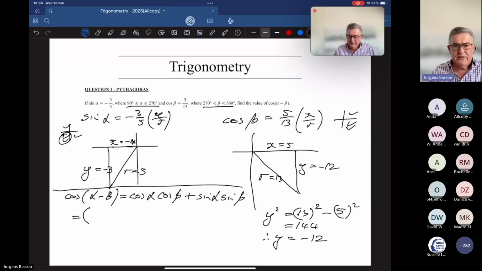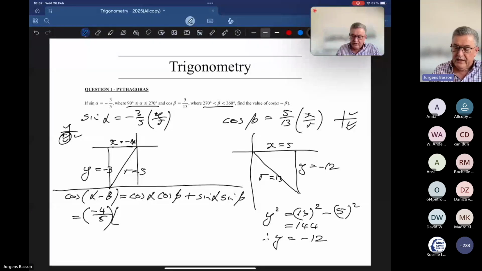So now we're going to start substituting. Cos alpha, so we must go to the alpha triangle. And cos is x/r, and x is -4, and r is 5. So I say -4/5. Ladies and gentlemen, I always suggest to the learners to do this in brackets because some will be negative and they're going to make mistakes.